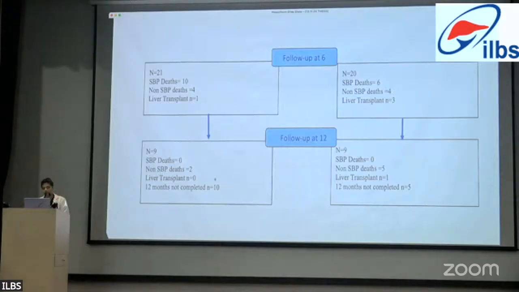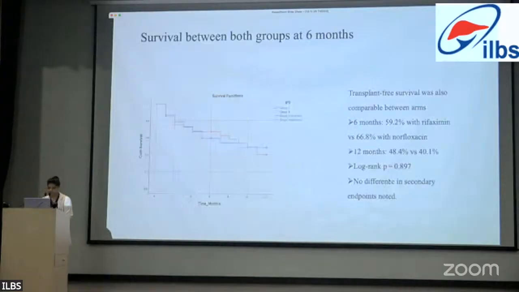When followed up at 12 months, 9 patients completed the entire 1 year period. Within 12 months, there were 2 non-SBP deaths in the rifaximin arm, and in the norfloxacin arm, there were 5 non-SBP deaths and 1 patient underwent transplant.